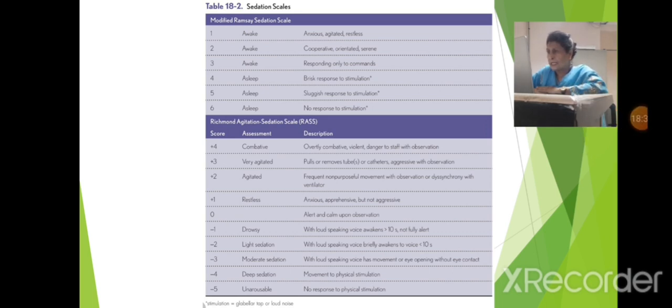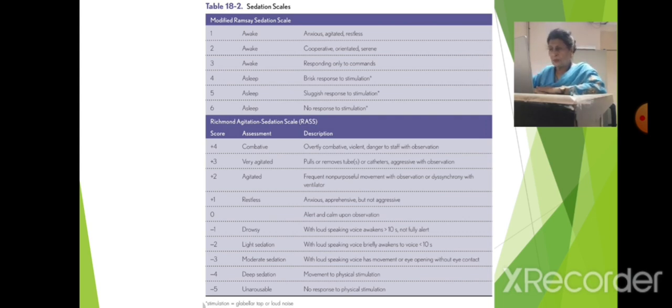Richmond Agitation Sedation Scale, RASS. Score, assignment and description. +4 is combative, violent, danger to the staff. +3, very agitated, pulls out or removes tubes or catheters. +2, agitated, frequent non-purposeful movements or dysynchrony with the ventilator or any other support. +1, restless, anxious, apprehensive but not aggressive. 0, alert and calm, observing everything normally.